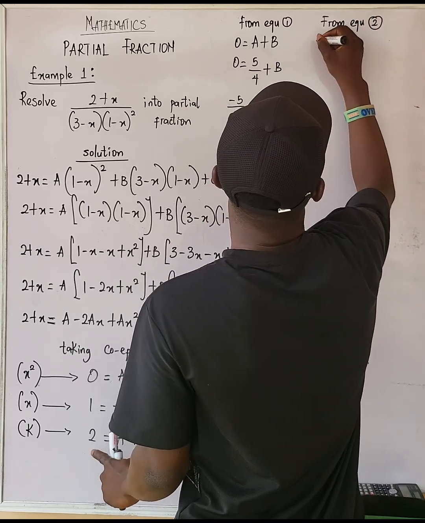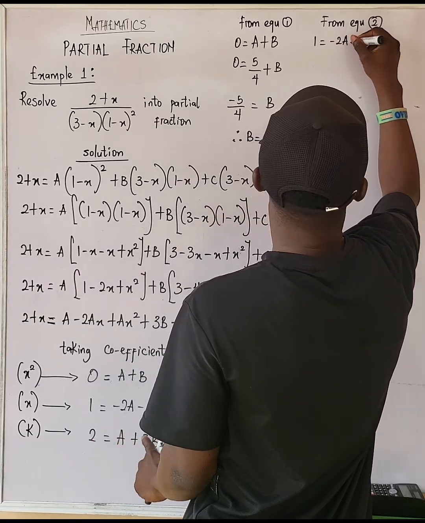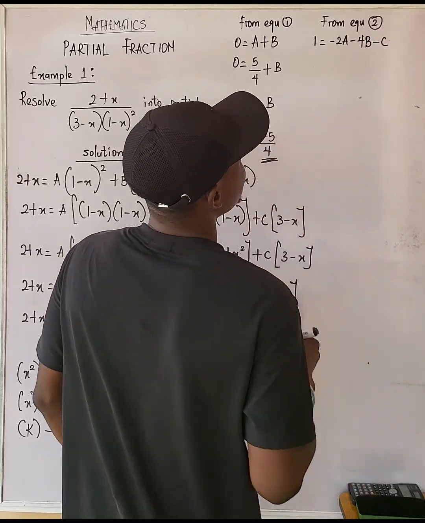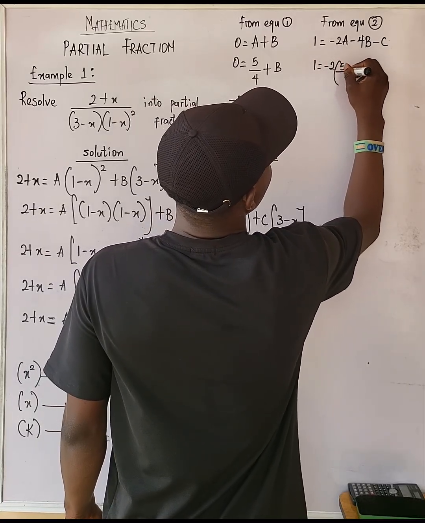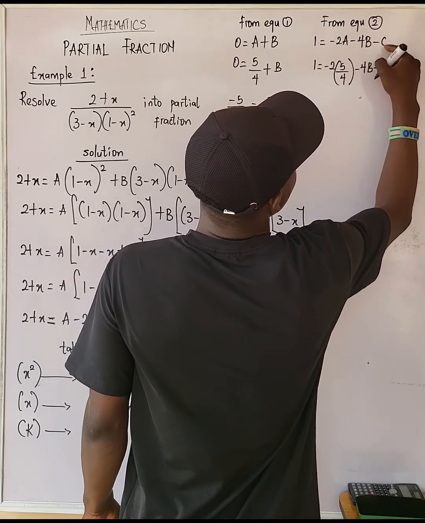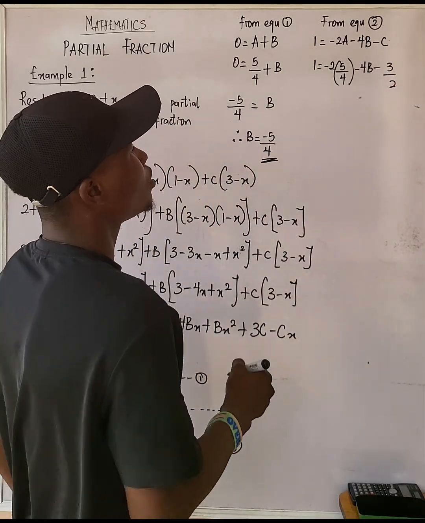Equation 2 says 1 is equal to minus 2a minus 4b minus c, right? So let's insert 1 equals minus 2 multiplied by what's our a? 5/4, minus 4b. Then minus what's the answer for c? 3/2, right? 3/2. So what are we going to have?